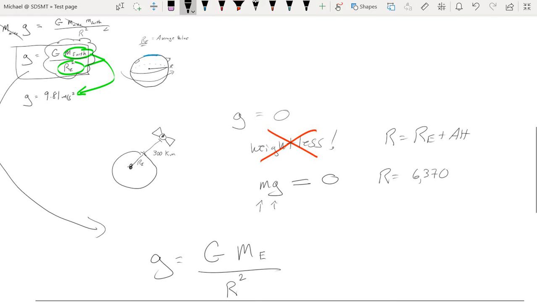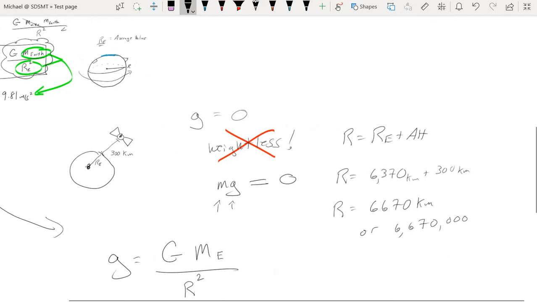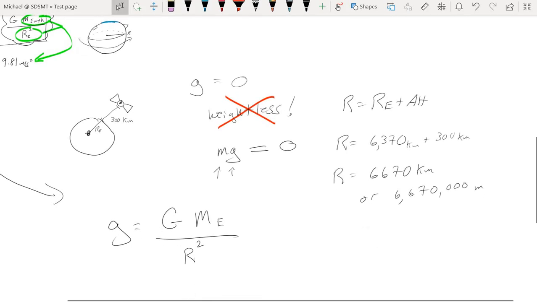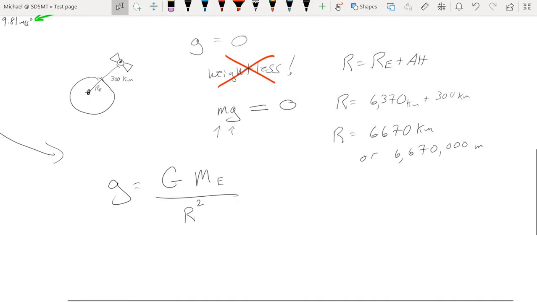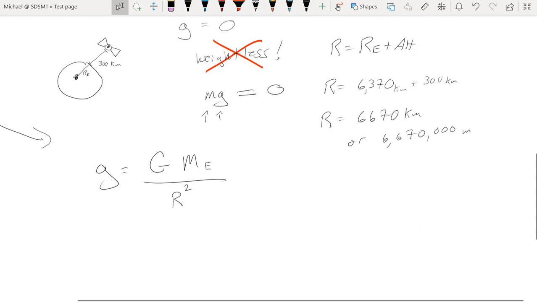This was the radius of the Earth in kilometers plus an extra 300 kilometers gives us 6670 kilometers, or almost 7 million meters. And I want that to be in meters because everything that we plug in for our equations needs to be in the standard units. And let's go ahead and plug all this in.